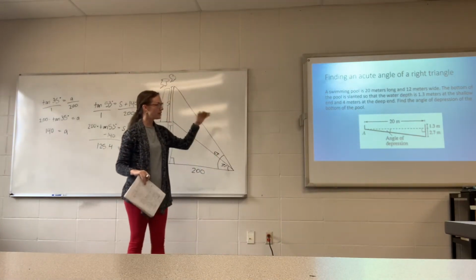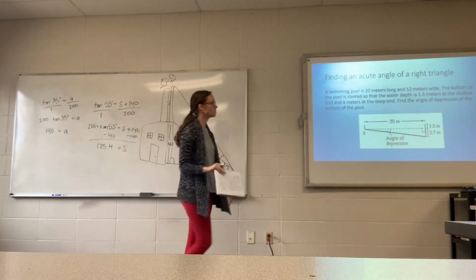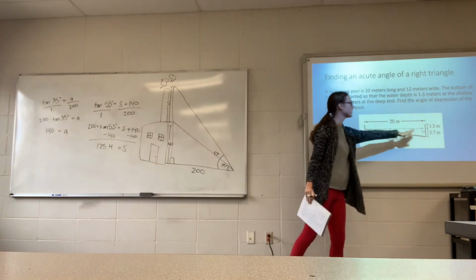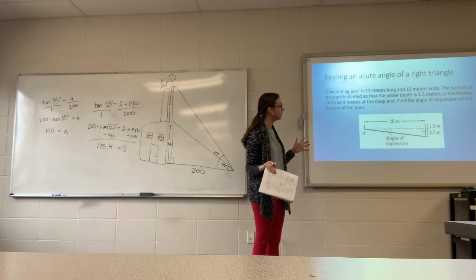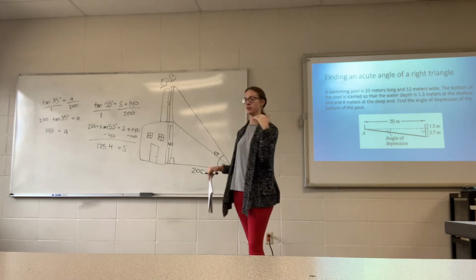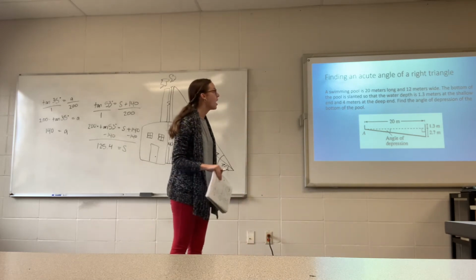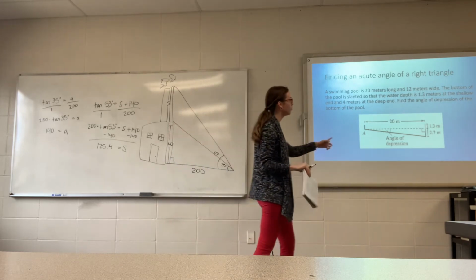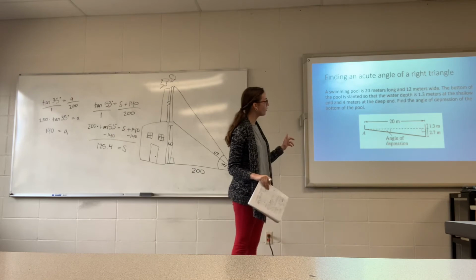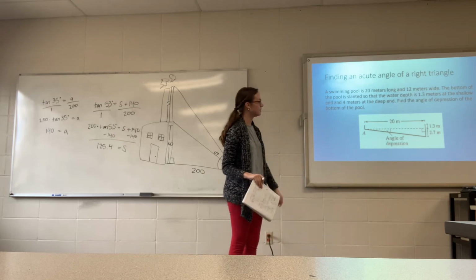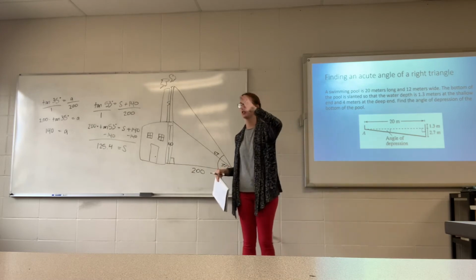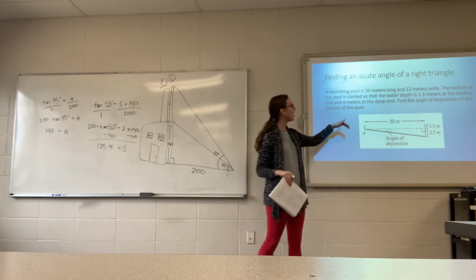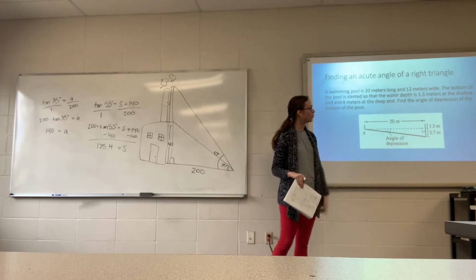Okay, so this time we have a swimming pool. Our swimming pool is 20 meters long, so the distance is 20 meters, and it's 12 meters wide. The bottom of the pool is slanted, which makes sense, like a shallow end and a deep end, so that the water depth is 1.3 meters at the shallow end and 4 meters at the deep end. It says find the angle of depression, which is our angle going down from the bottom of the pool.